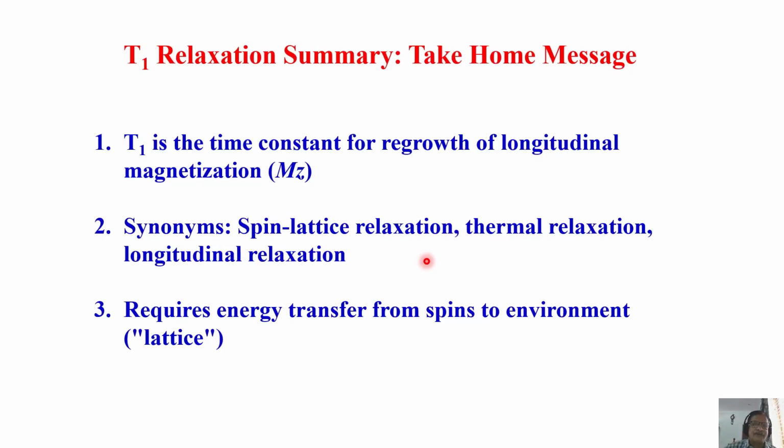Okay, with this, let me give you some idea about the relaxation, T1 relaxation. Some important points for you to take home. One, T1 is a time constant for magnetization to grow along z-axis. There are several terminologies for this, like spin-lattice relaxation, thermal relaxation, longitudinal relaxation, various things. But conceptually, everything is the same. It is only naming in a different way. And it requires energy transfer from spins to environment. Anything surrounding that spin, that is the external environment, is called lattice.